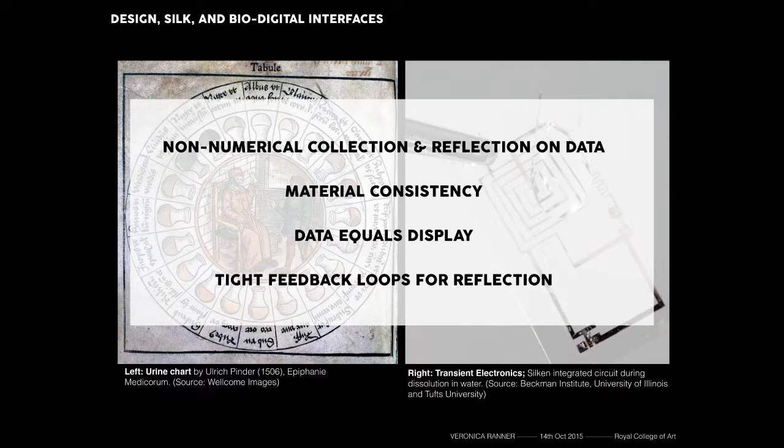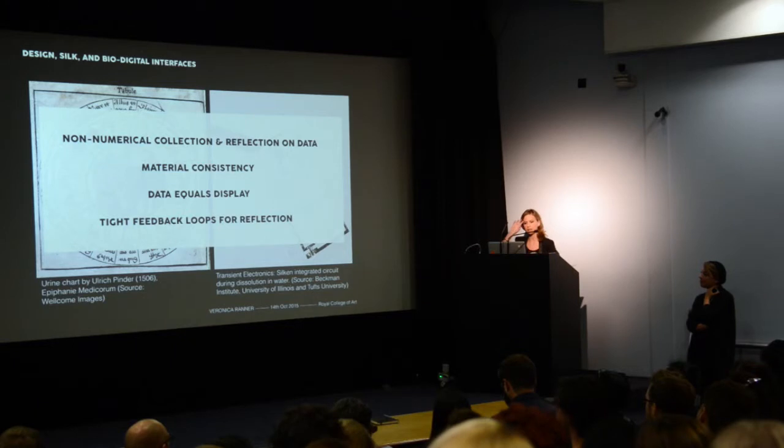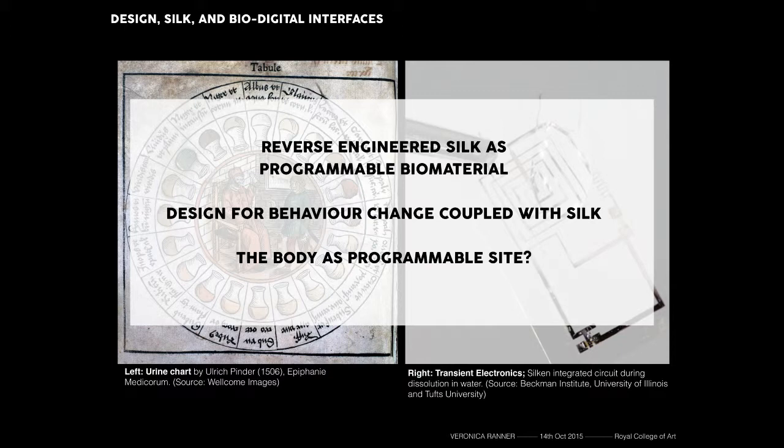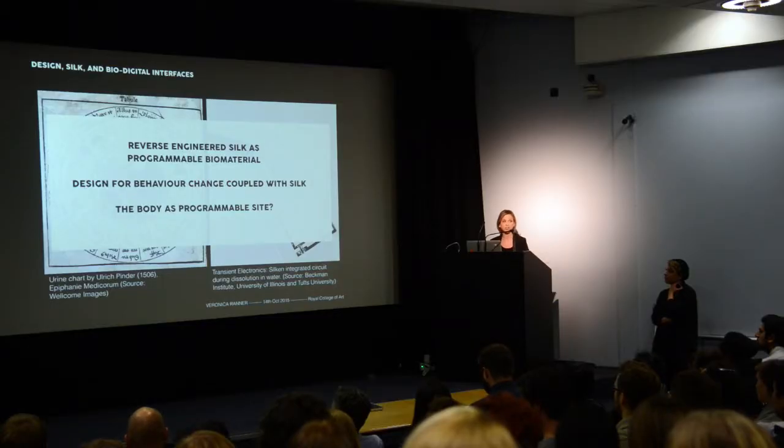What these two things have in common is the non-numerical collection and reflection on the data. It has a material consistency, and the data equals the display, and it allows for tight feedback loops for reflection. So reverse engineered silk might be a programmable biomaterial, and it effectively turns the body into a programmable site.